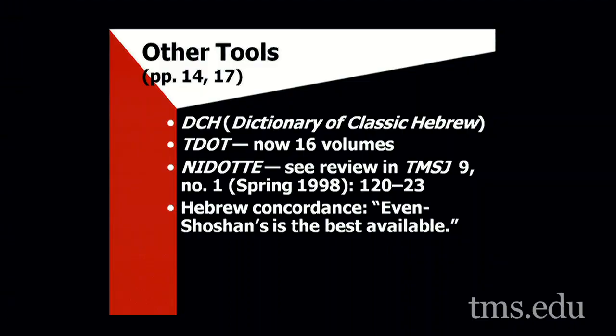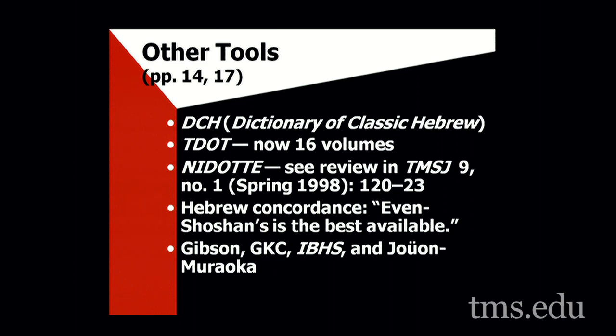Remember, it's a hyphenated name. E-V-E-N hyphen Shoshan. Notice how it's spelled. It's not Evan, E-V-A-N. Okay? It's Even in the sense of the Hebrew meaning stone. Aleph, Beth, Nun. All right? So Even-Shoshan. Shoshan, a word that can mean a lily. You say, how do you get a name like Stone Lily? I don't know. But it's a memorable one, and it is a superb concordance. Use it. Learn to use it.